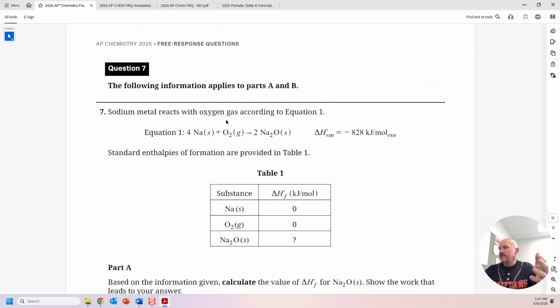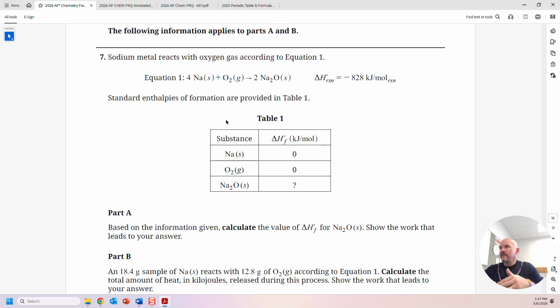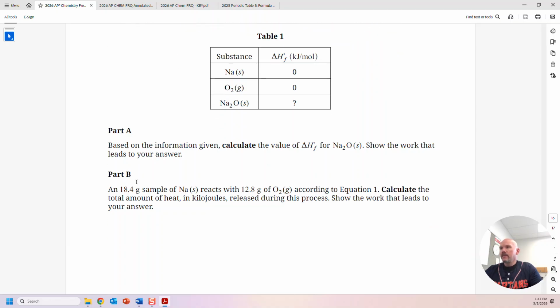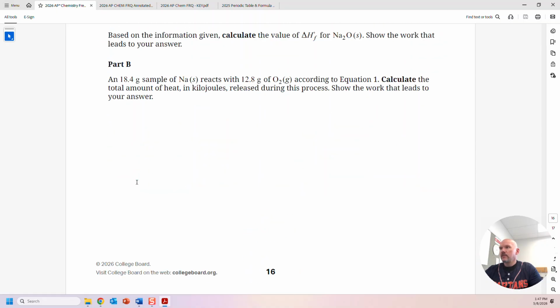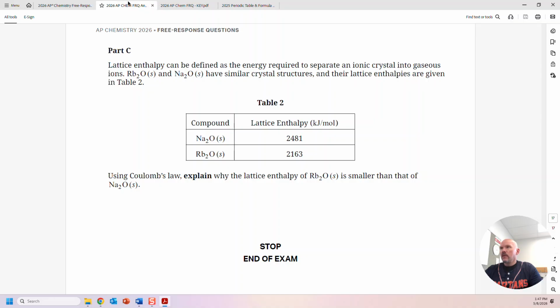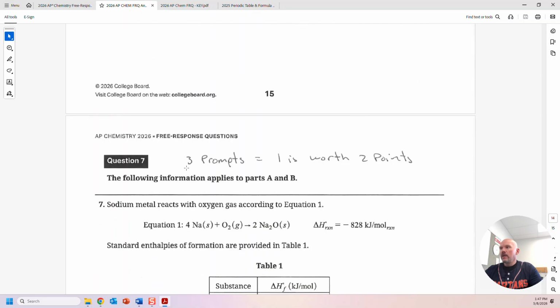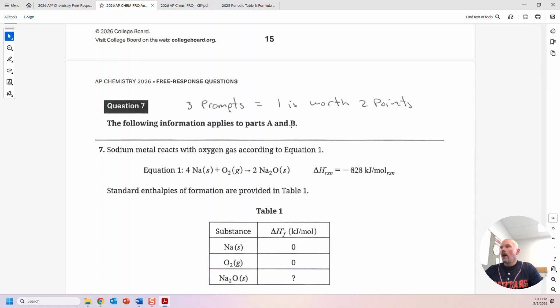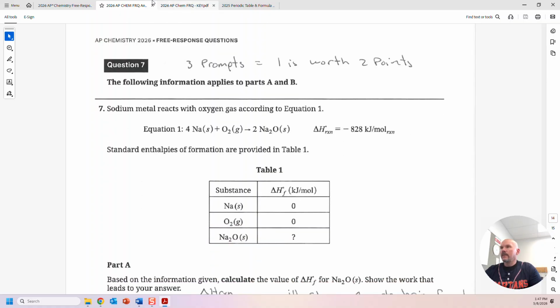All right, that was question 6. On to question 7. Let's look at question 7. Question 7 has 1 prompt, 2 prompts, 3 prompts. So if we go to the point, we have 3 prompts. One of them's worth 2 points, okay? And now let's get to the question.